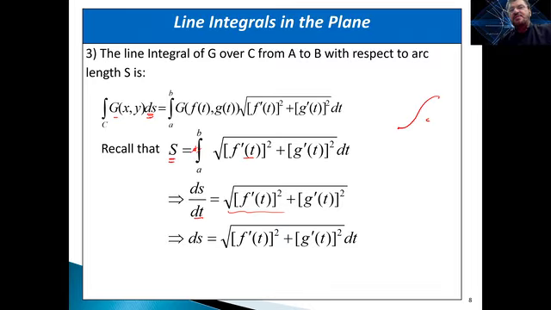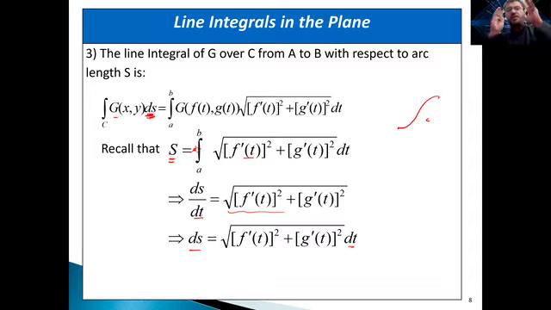Bring dt here. So now ds will be what in this case? It's the square root of f prime squared plus g prime squared dt. This is the only formula that you have to remember and memorize in order to solve the question.